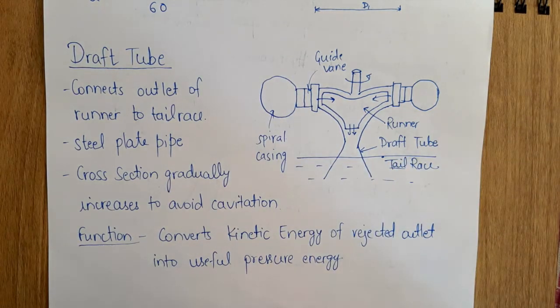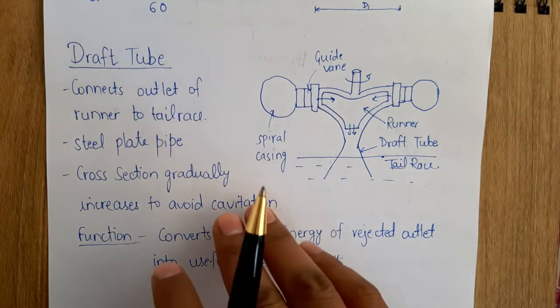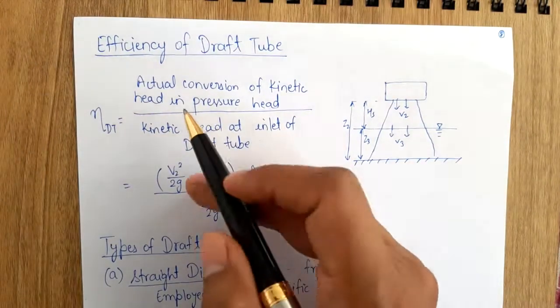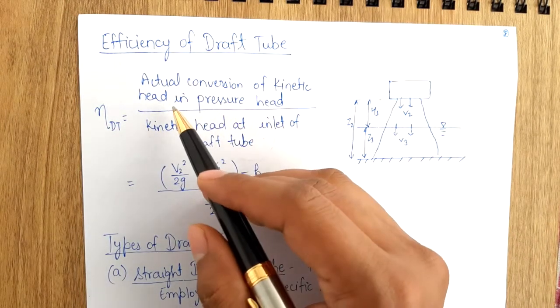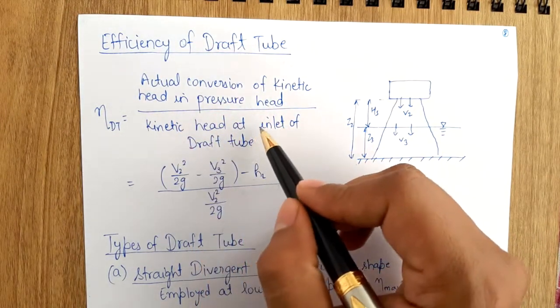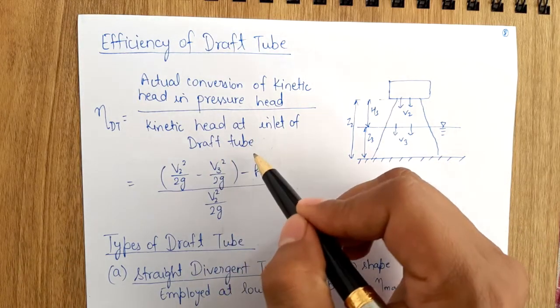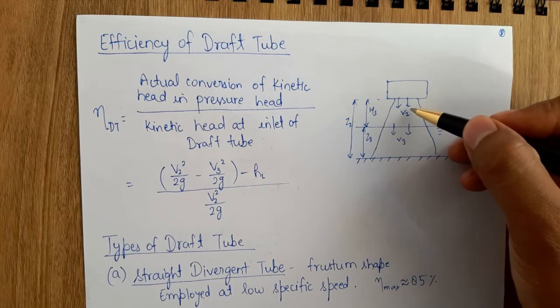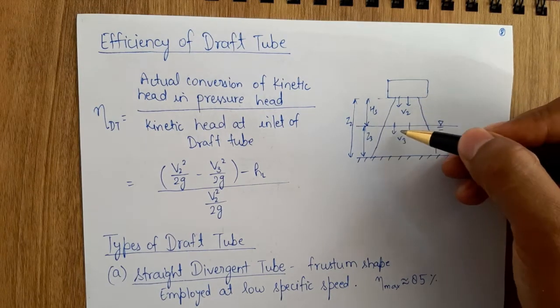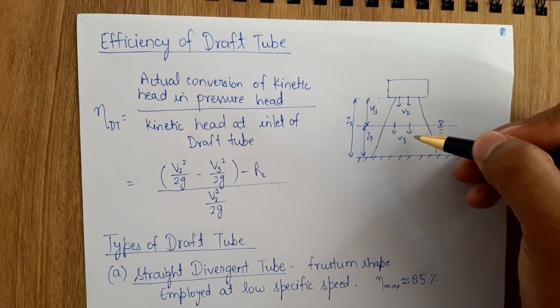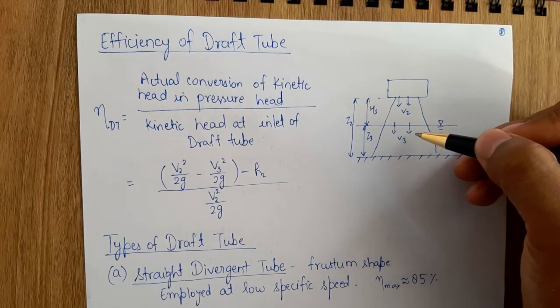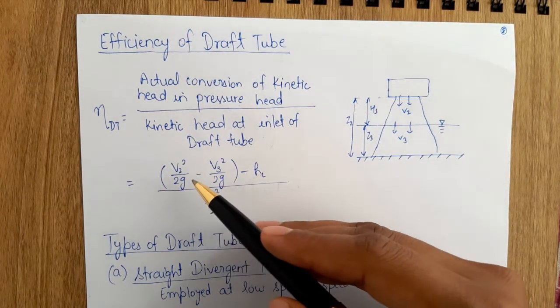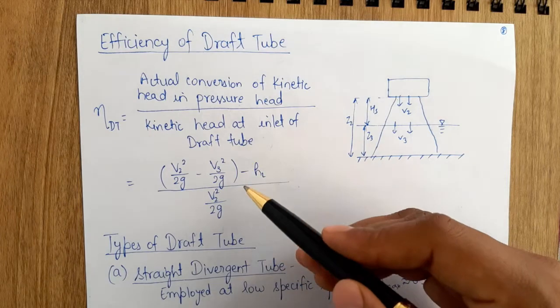The function is similar, as I have told: it converts the kinetic energy of the rejected outlet into useful pressure energy. Now the efficiency of the draft tube can be determined by the actual conversion of kinetic head into pressure head upon the kinetic head at the inlet of the draft tube. At the inlet of the draft tube, the kinetic head is given by V2, and at V3 we have the actual kinetic head remaining. So we can write it as V2 square by 2g minus V3 square by 2g minus some head losses.